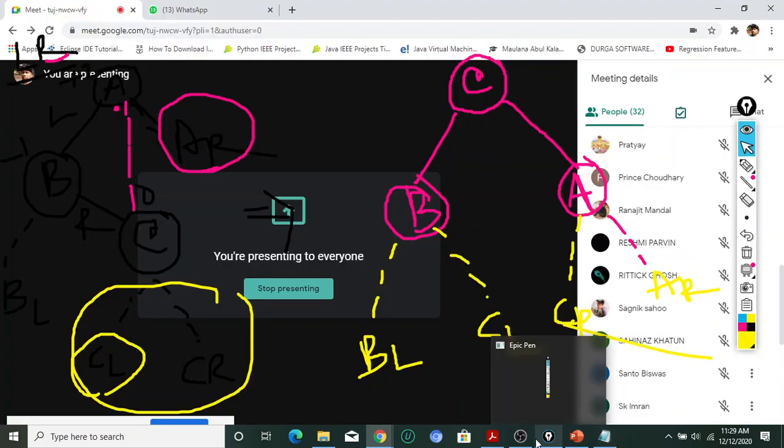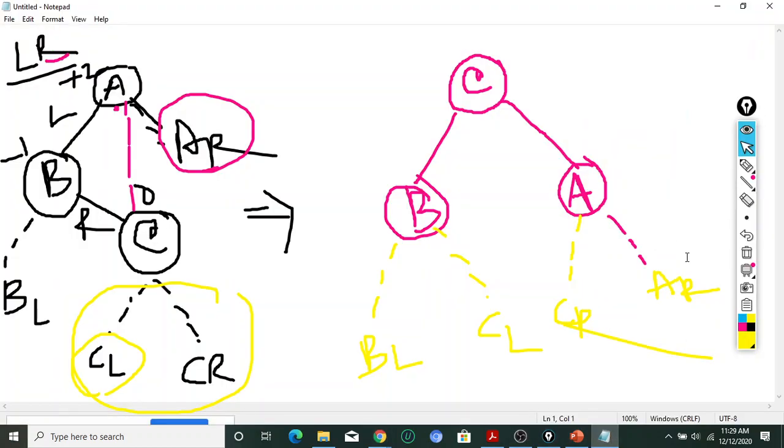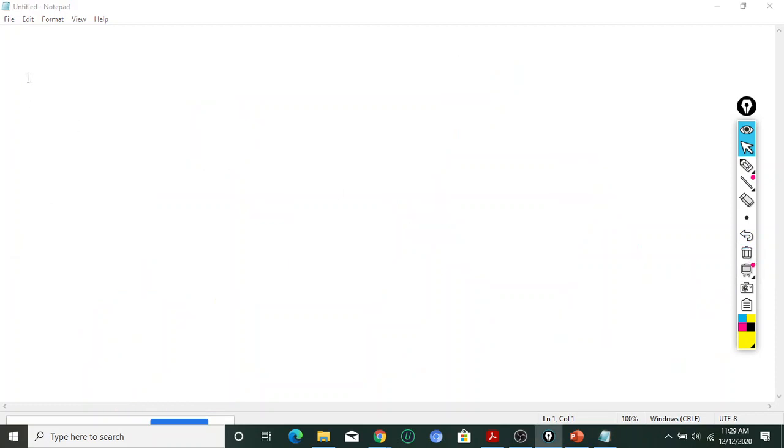Now come to the point. So suppose I am going to construct an AVL tree. I will take a few minutes. Then suppose the keys are given to you. For example, this is 40.